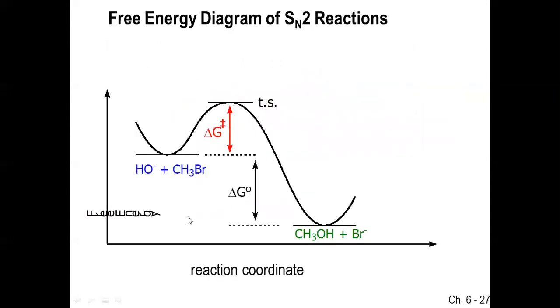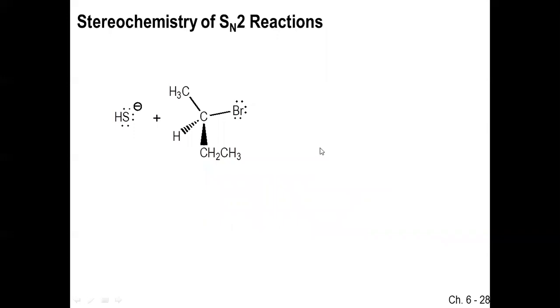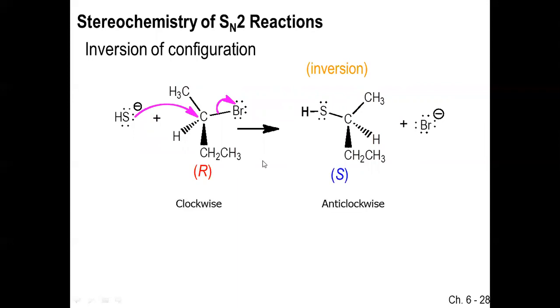This is the free energy diagram of the SN2 reaction. The starting materials are of higher energy level as compared to the product, so they are less stable and the products are more stable. This is the transition state. Stereochemistry of the SN2 reaction: the nucleophile will attack from the backside, opposite to where the leaving group is present, and hence there is inversion of configuration. That is, if the starting material is of R configuration, the product will be of S configuration.